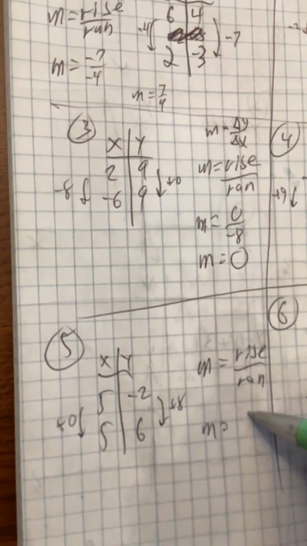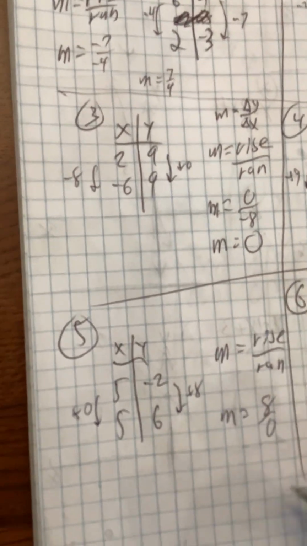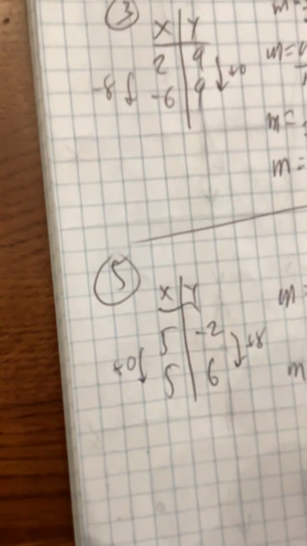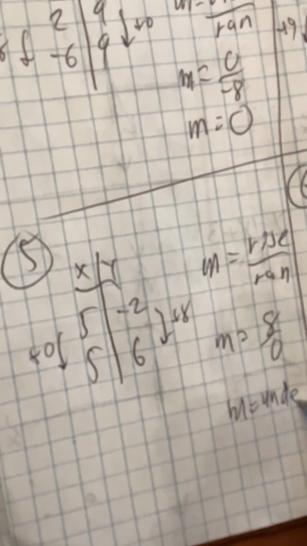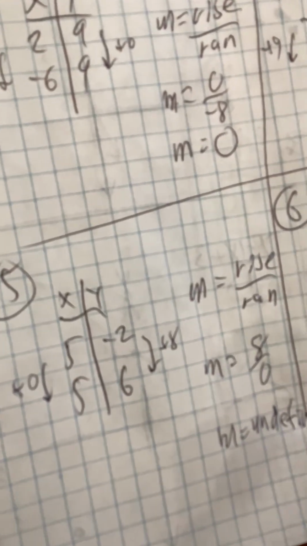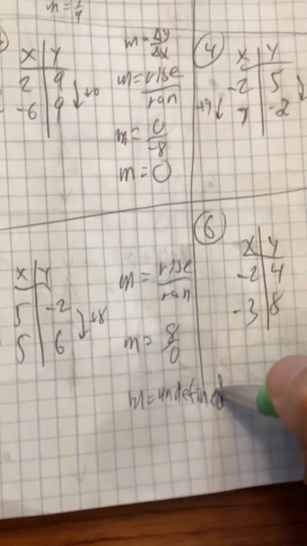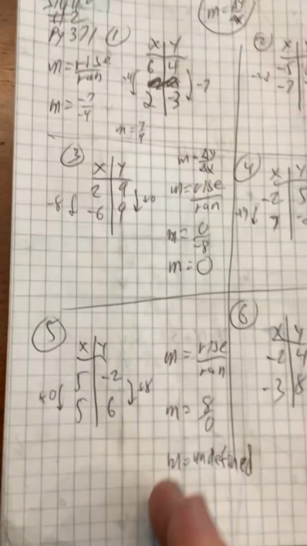So here, this is 8 divided by 0, which is not 0. Anything divided by 0 is a word. It's undefined, right? That's your answer, undefined. And if you skied on that slope, it'd be a cliff.